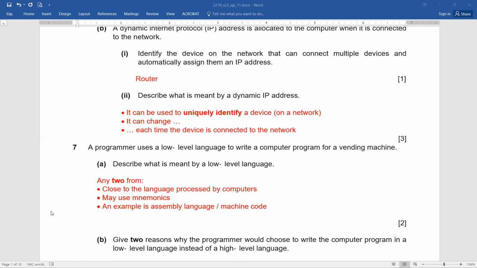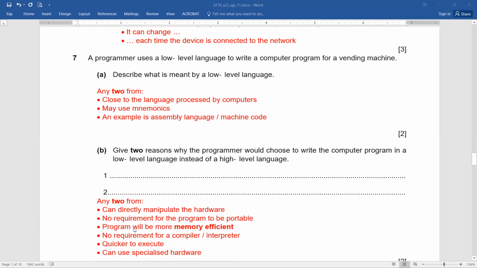I suggest that you write down the first 2 points and then you can easily score 2 out of 2. Because these are the mnemonics that are used, something a little bit closer to the computer's language. It's not a high-level language. It's not dealing with words that are closer to English. It's using mnemonics. But be careful about the spelling: mnemonics.